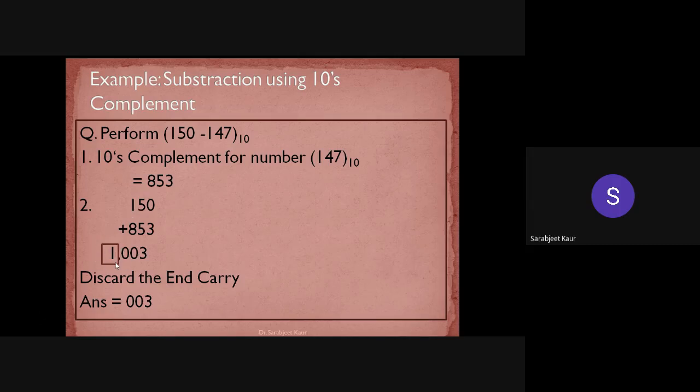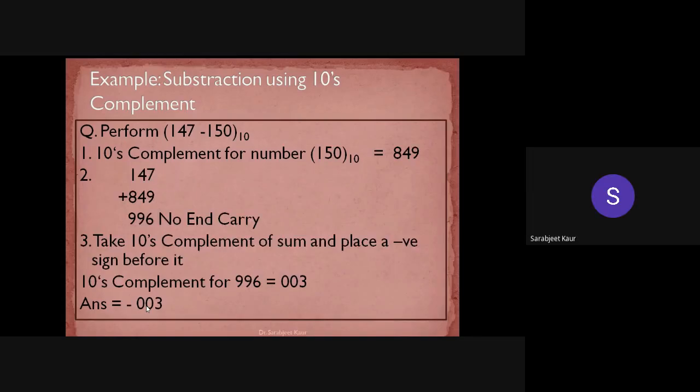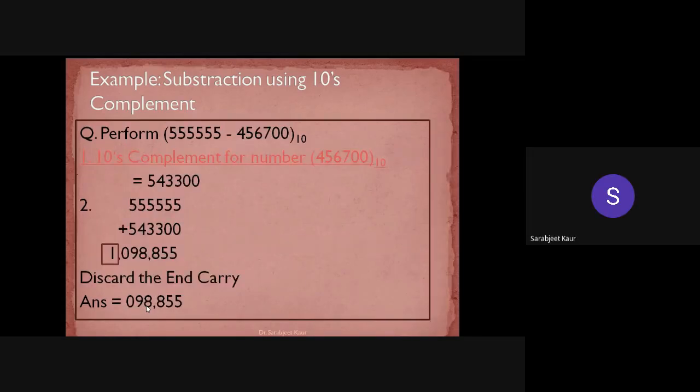So in this case, we see there is an end carry, right? Yes, ma'am. We simply discard this, and what is the answer that we get? 003. 003, which should have been the answer. Is it okay? Yes, ma'am. Good. Let us see another example.